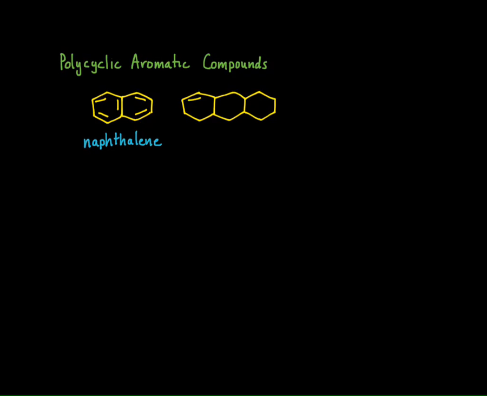Now, I can also have three fused rings. And in this particular structure, again, you have a total of 2, 4, 6, 8, 10, 12, 14 pi electrons. So n equals 3, so it satisfies Huckel's rule. Obviously it's cyclic. It is planar, and it's fully conjugated. This particular structure is called anthracene.